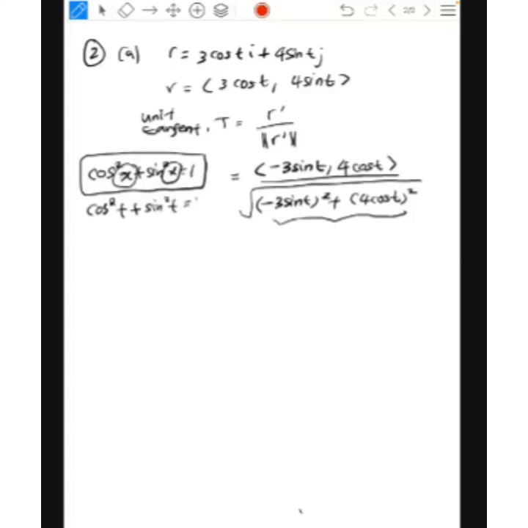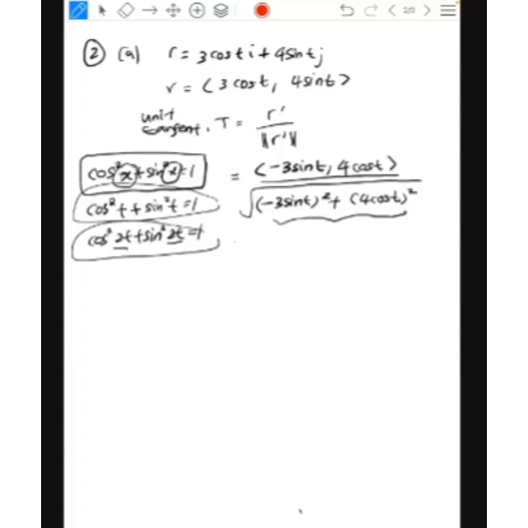Okay, ni saya dah bagi tahu kan. Okay, kalau cos squared 2t tambah sin squared 2t juga, 2t pun sama dengan 1. Faham eh? So dia tak semestinya t saja atau x saja, as long as both terms are similar, the same. Okay.